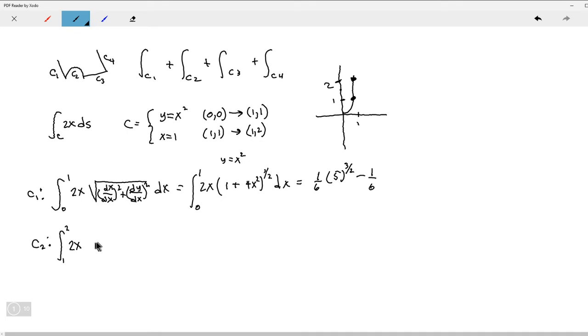dx dy, because now we're parameterizing in terms of y. So we're going to go dx dy squared plus dy dy squared, dy. We have the antiderivative from 1 to 2 of, if we're parameterizing on y, then x is 1. That's our path there.